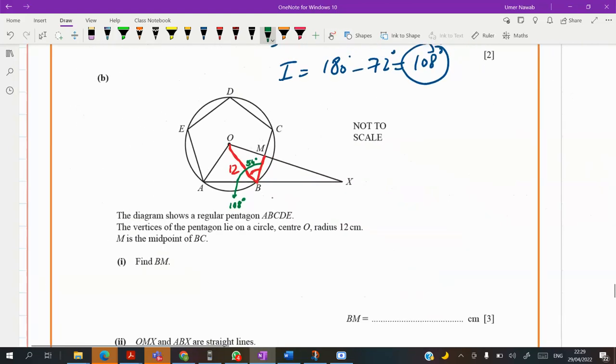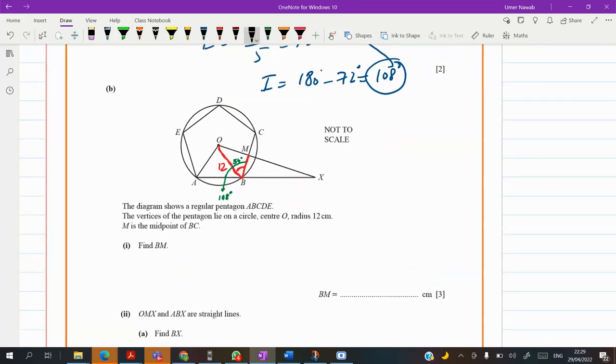So if this is 54, use SOH CAH TOA, guys. I want to find, I can draw the triangle here. So this is O, and this is M, and this is B. He gave you this is 54, and OB is 12. Hypotenuse is given, and I want to find adjacent. So CAH will be used.